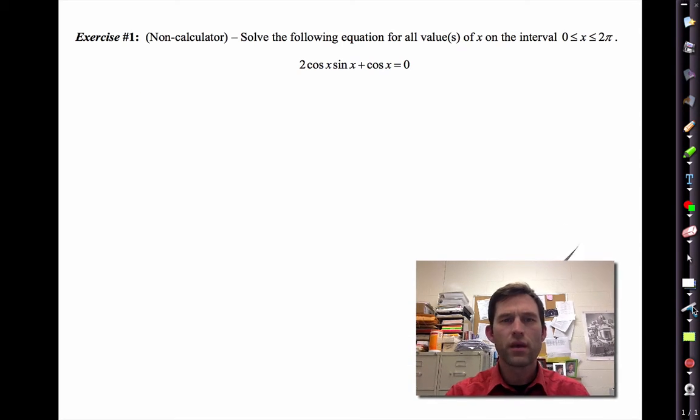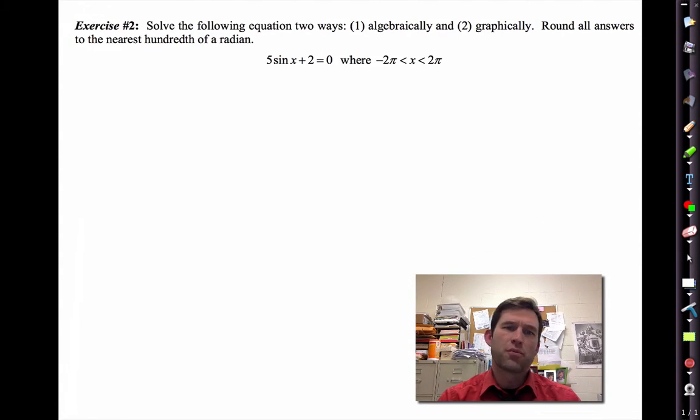Moving on. Let's take a look at the messiest problem we're going to see today. Exercise 2 says, solve the following equation in 2 ways, one way algebraically and one way graphically. Round all answers to the nearest hundredth of a radian. So this is going to be ugly. Let's take a look at 5 sine x plus 2 equals 0, where we're between negative 2 pi and 2 pi. 2 full rotations around that unit circle. Well, one thing that we can definitely do is solve this equation for sine, and that's easy enough. We get sine x equals negative 2/5.